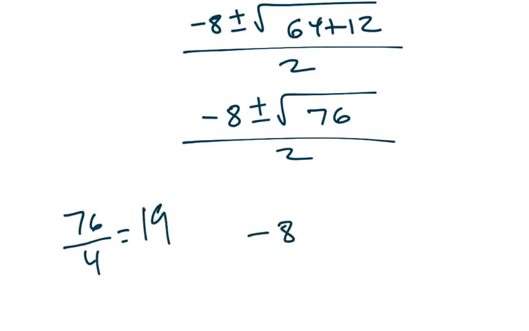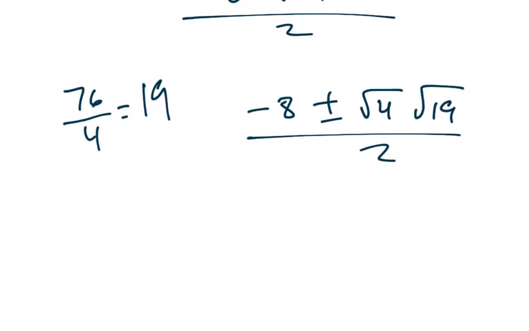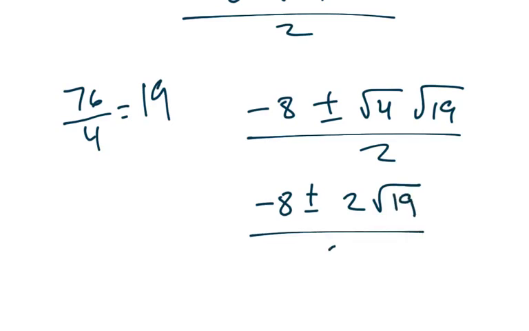So I know that this is negative 8 plus or minus the square root of 4 times the square root of 19, all over 2. If you don't like that, divide 76 by 4, you'll get 19. This becomes negative 8 plus or minus 2 square root 19 over 2.